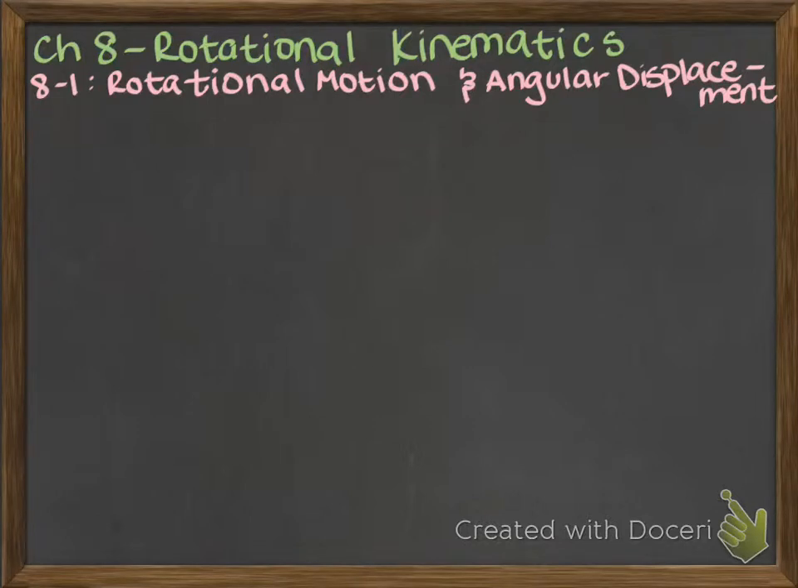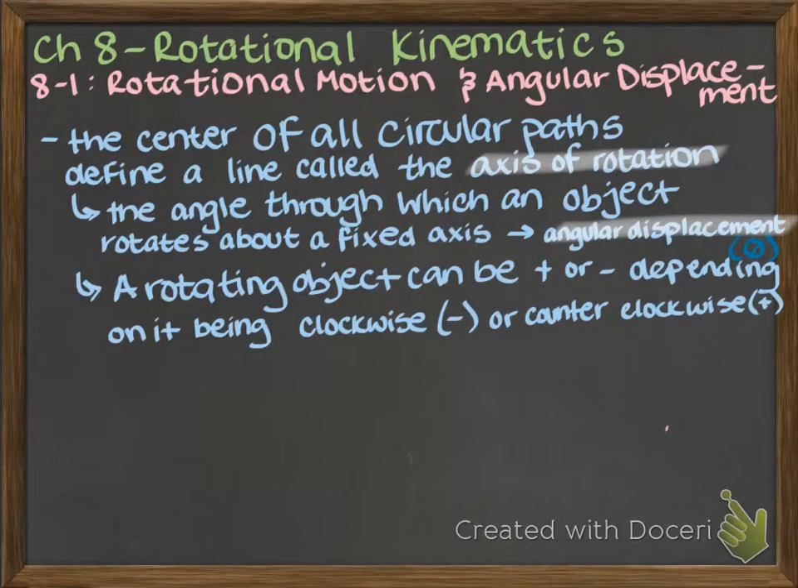Angular displacement can be viewed as the x in linear kinematics, but it's mostly referred to as theta. So for rotational motion, it's the center of all circular paths that define a line. It's called the axis of rotation. Basically, it means the angle through which an object rotates about a fixed axis, which is also called the angular displacement, theta. A rotating object's displacement can be positive or negative, depending on whether it's clockwise or counterclockwise.